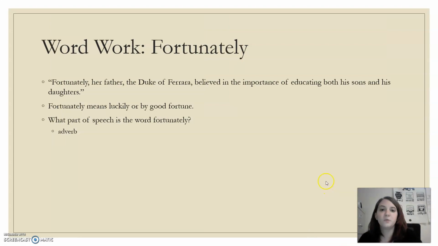Our word work for today is fortunately. Fortunately, her father, the Duke of Ferrara, believed in the importance of educating both his sons and his daughters. Fortunately means luckily or by good fortune, and it is an adverb.